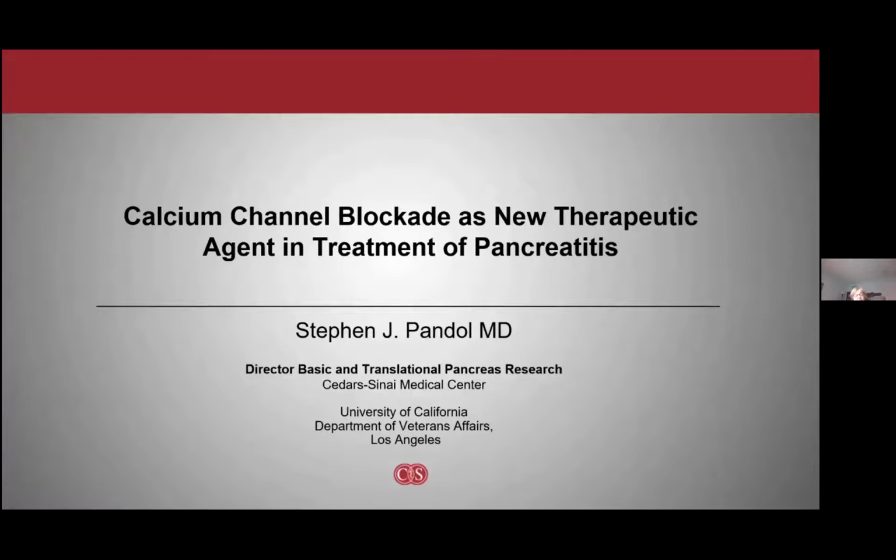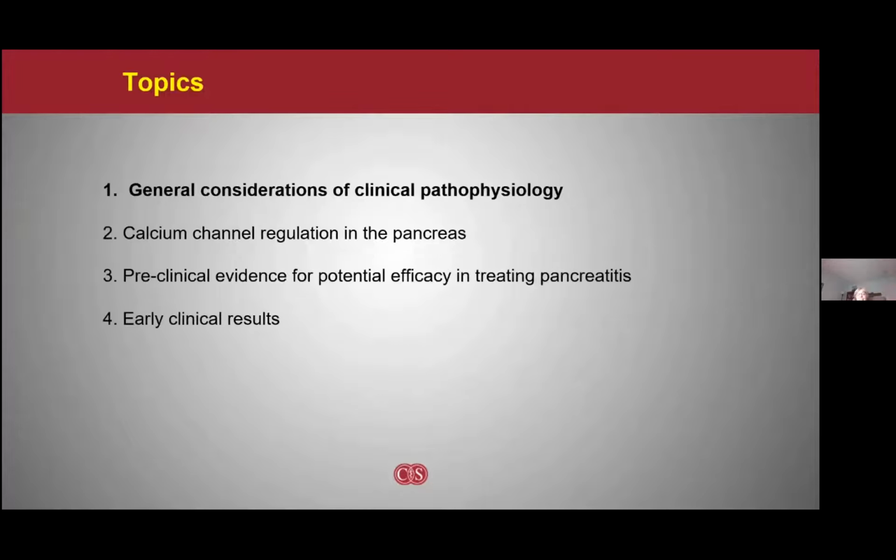Good afternoon, everyone. I'm Steve Pandol from Cedars-Sinai Medical Center in Los Angeles, and today I'm going to talk to you about calcium channel blockade as a new therapeutic agent in the treatment of pancreatitis. The topics I'm going to discuss are, first, general considerations of clinical pathophysiology in pancreatitis, calcium channel regulation in the pancreas, preclinical evidence for the potential efficacy in treating pancreatitis, and early clinical results.